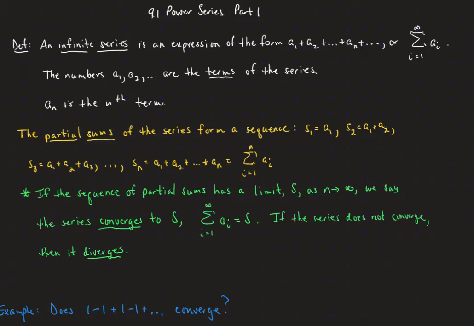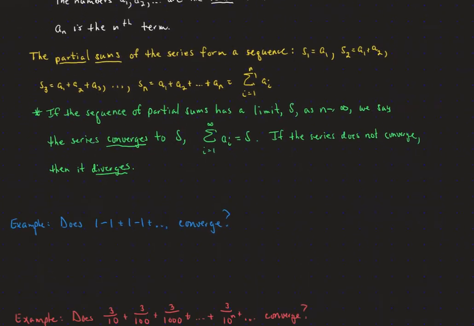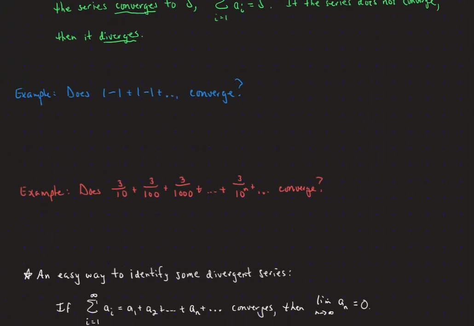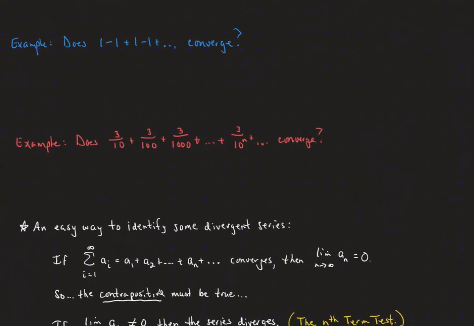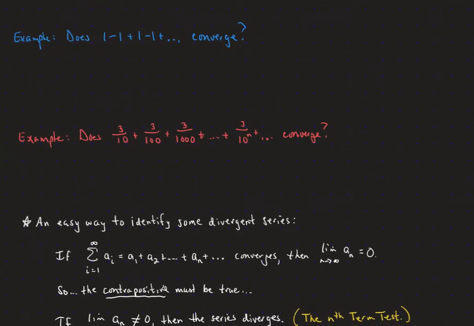There's no other options. So here's our first example. Does 1 minus 1 plus 1 minus 1 on and on forever converge?